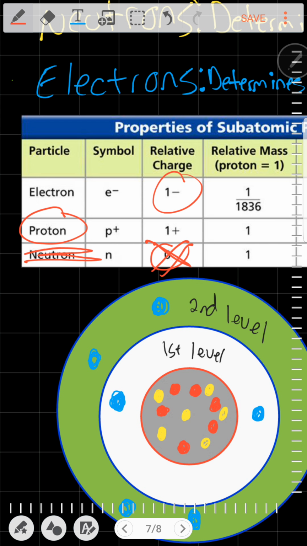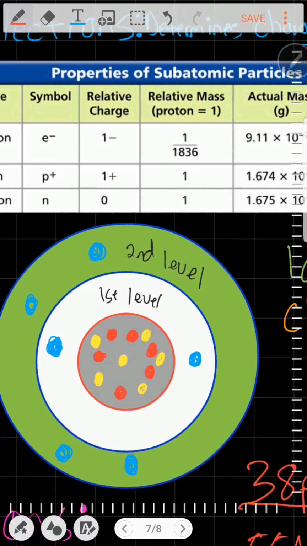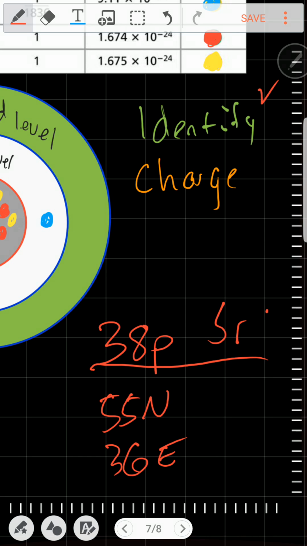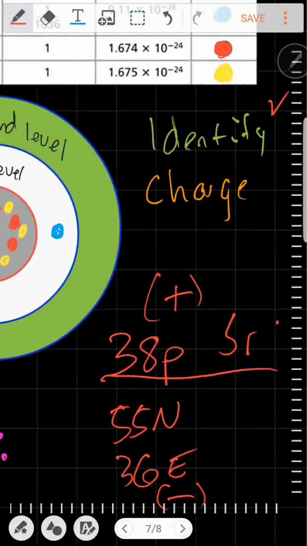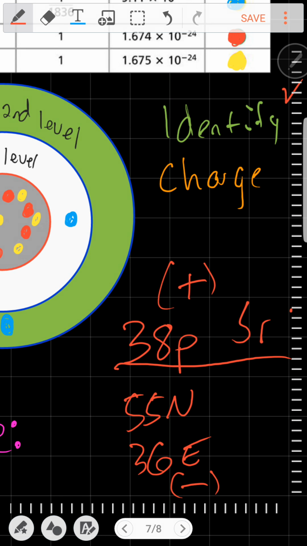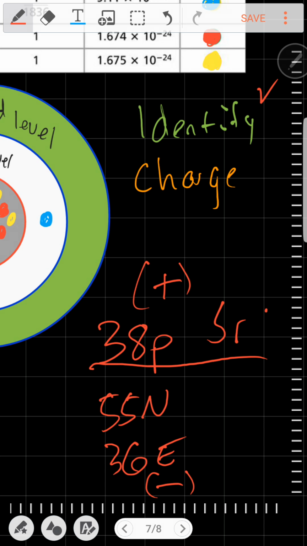So I don't care about neutrons when it comes to charge. I only care about protons and electrons. And we see that a proton and electron have differing charges. So let's come back to this atom over here. What's the charge going to be? Well, I have 38 positives, and I have 36 negatives. How do I know that? Well, back at this chart, protons are positive, P for positive, and electrons are negative. So if I have 36 electrons, that's 36 negatives, and if I have 38 protons, that's 38 positives.